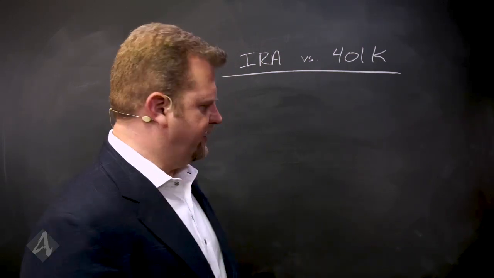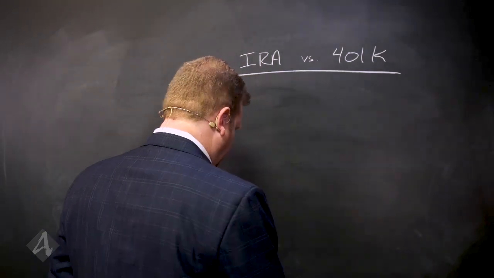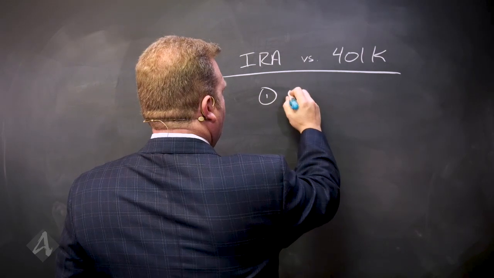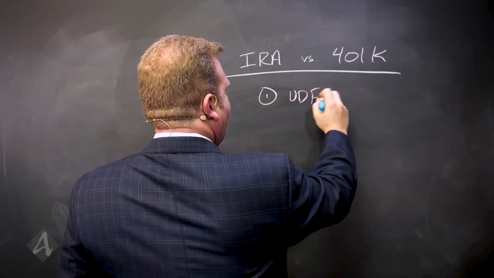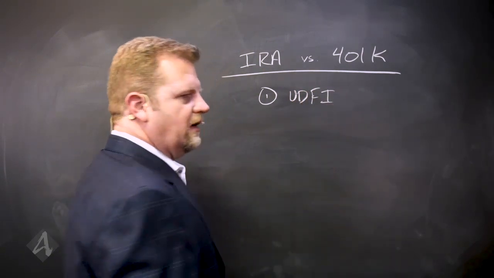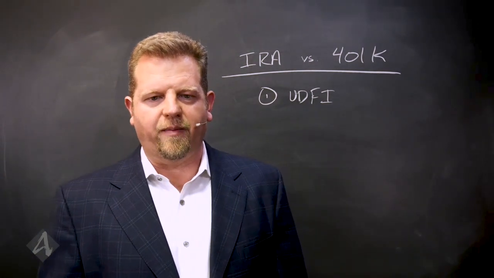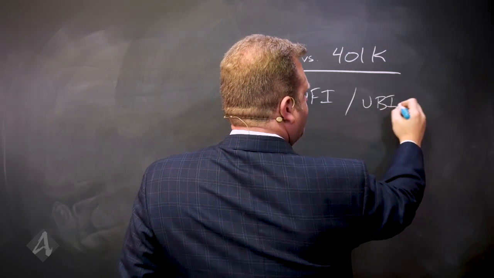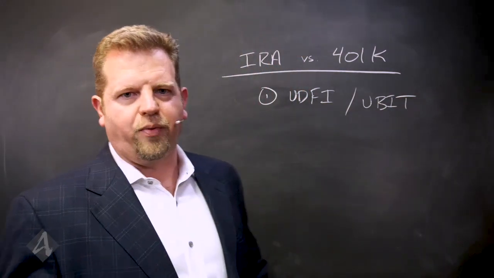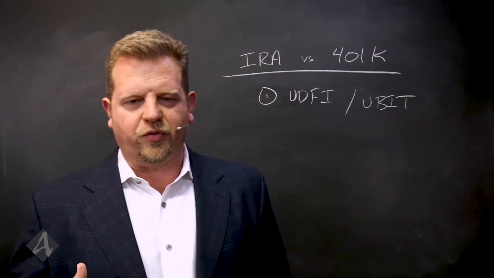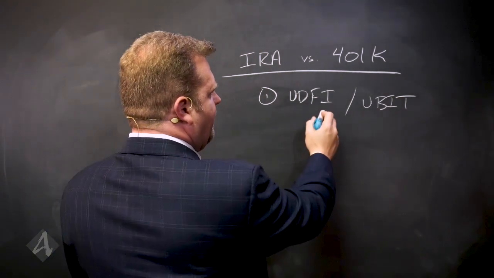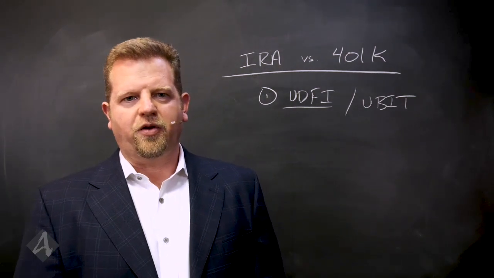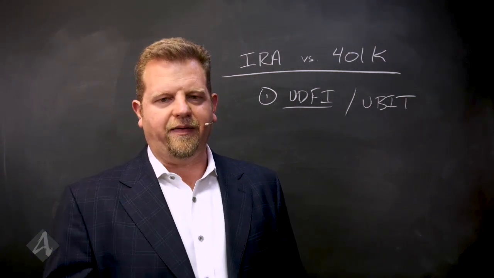But the first one is this thing called UDFI, which is unrelated debt financed income, and then we also have unrelated business income tax, UBIT. Why are those things so important? It becomes really important because you don't have UDFI in a 401k. You only have it in an IRA, and this is really important.